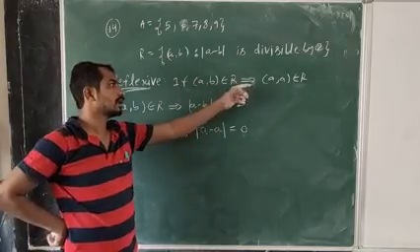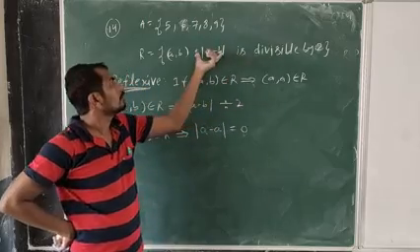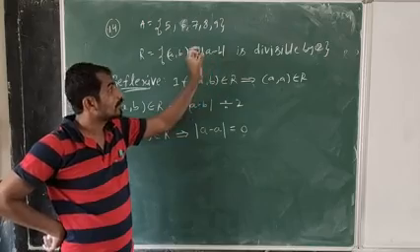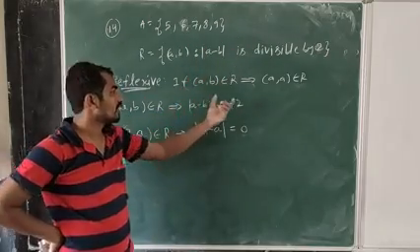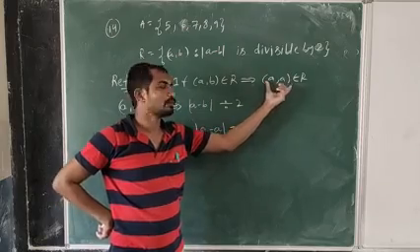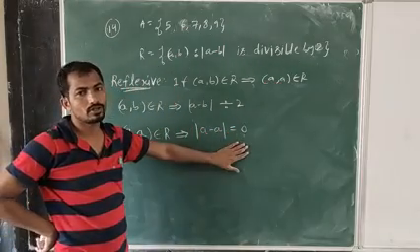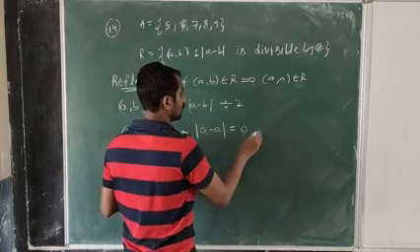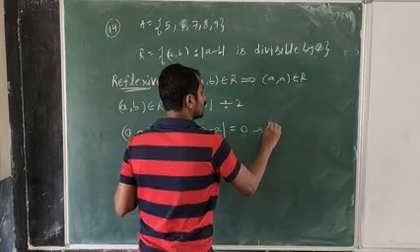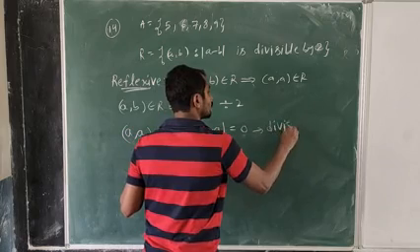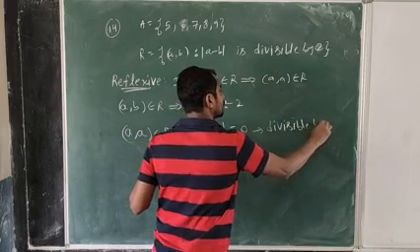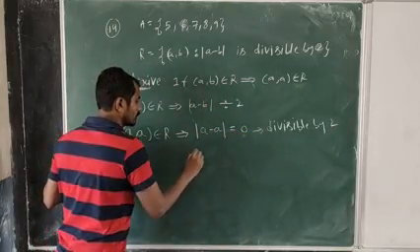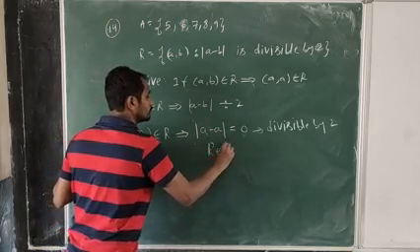After applying the reflexive relation, we need the given condition to hold. The relation's condition is mod a minus b is divisible by 2. After applying (a, a), the answer is 0, and 0 is divisible by 2, so therefore it is reflexive.